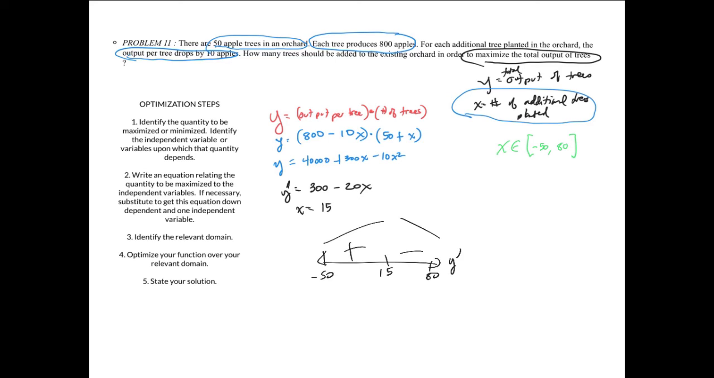And this was asking how many trees should be added to the existing orchard. Well, that's what x was. So we're going to say we should add 15 additional trees.